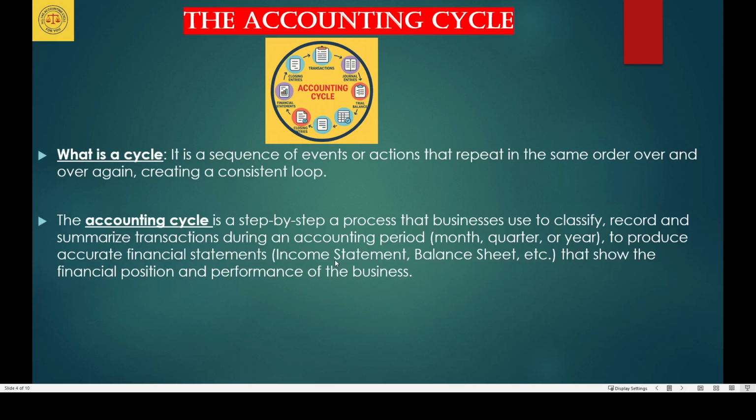In this course, we are going to talk just about the income statement and balance sheet. They show you the financial position and performance of your business. When I say financial position, we are talking about the balance sheet. When we say performance of the business, we are talking about the income statement.